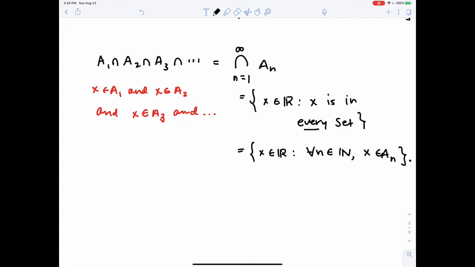So n here, little n, is just serving the purpose of indexing the set. If you tell me a value of n, say n is 5, that means I'm referring to A5. And so I'm asserting that no matter what index I pick, if I look at the corresponding set, x has to belong to that set in order to be in the intersection.